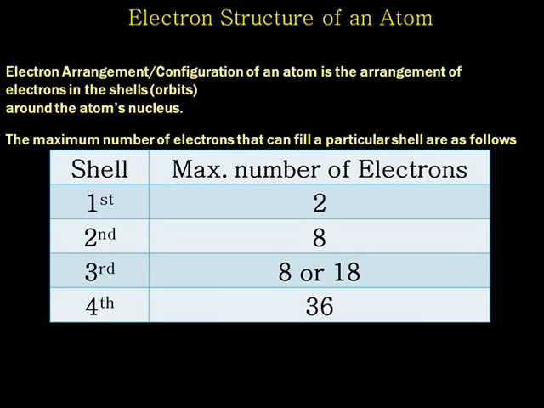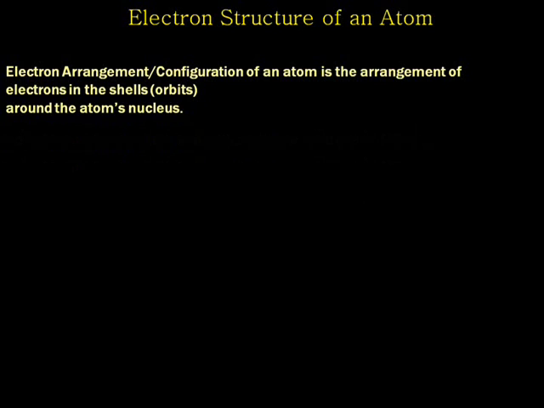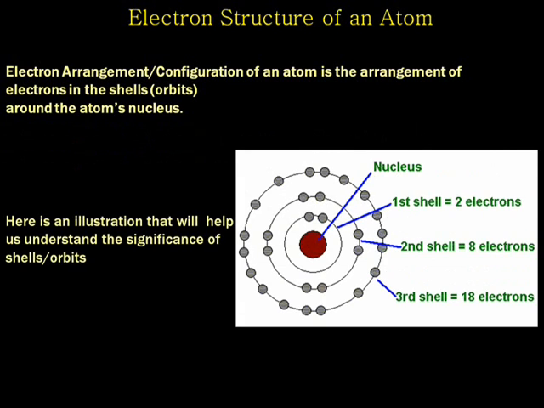Let's look at another picture to get a clear understanding. In this picture, we see the nucleus in the center, the first shell containing 2 electrons, second shell 8 electrons, third shell 18 electrons, and so on.